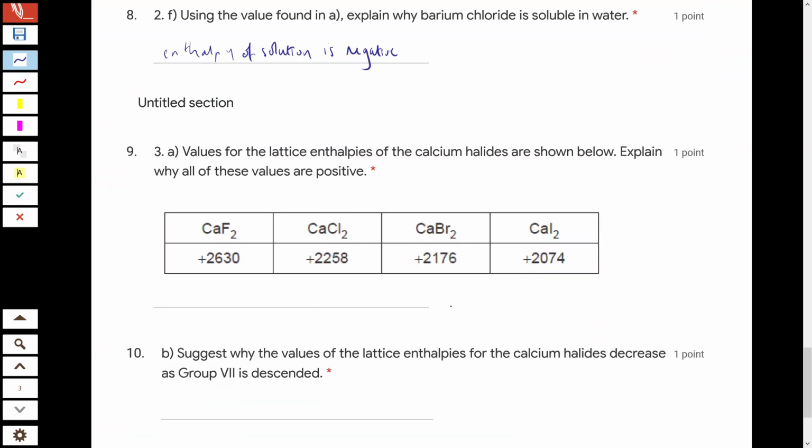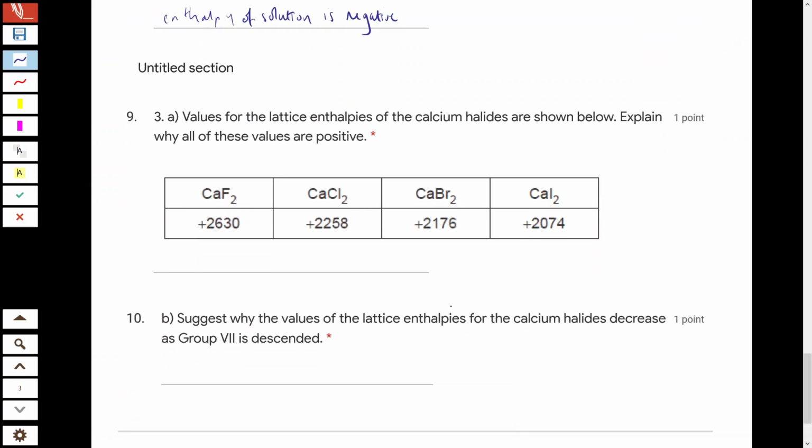More questions. Final part, a couple of theory questions. Values for the lattice enthalpies of the calcium halides are shown below. Explain why all these values are positive. A few of us really overthought this one. It is weirdly asked, but all it's basically asking is why are lattice enthalpies positive? In other words, why are they endothermic? At A2 level, it's not going to be enough just to say it's positive because they're endothermic. It's justifying why they are endothermic.